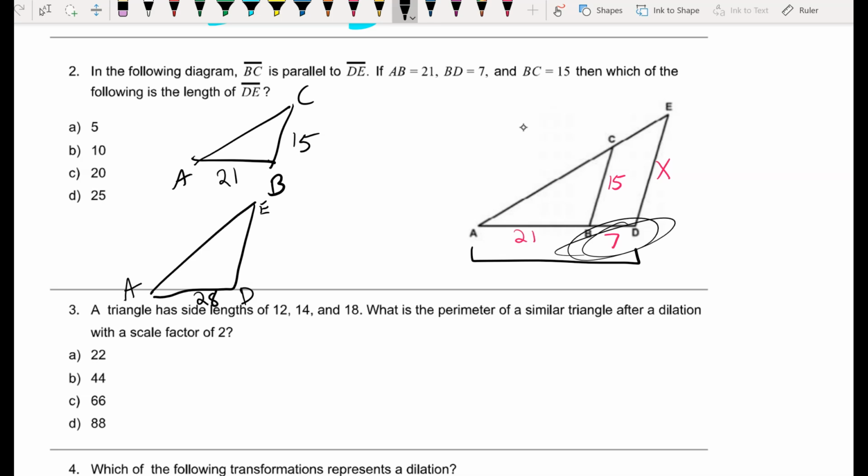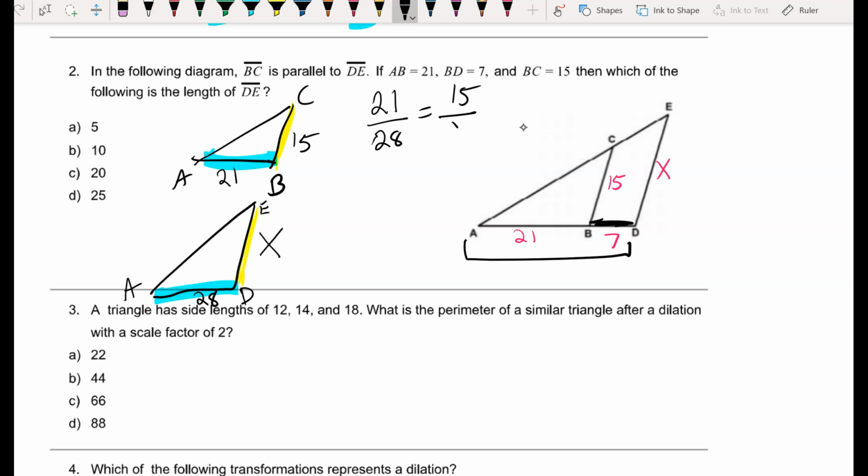So I'm not going to use that 7 in my proportion because that's actually not the side length of a triangle. It's just given to me to help find all of AD. And I'm looking for that ED right there. So I'm going to do a corresponding small side over a corresponding big side equals a corresponding small side over a corresponding big side. So 21 over 28 equals 15 over x.